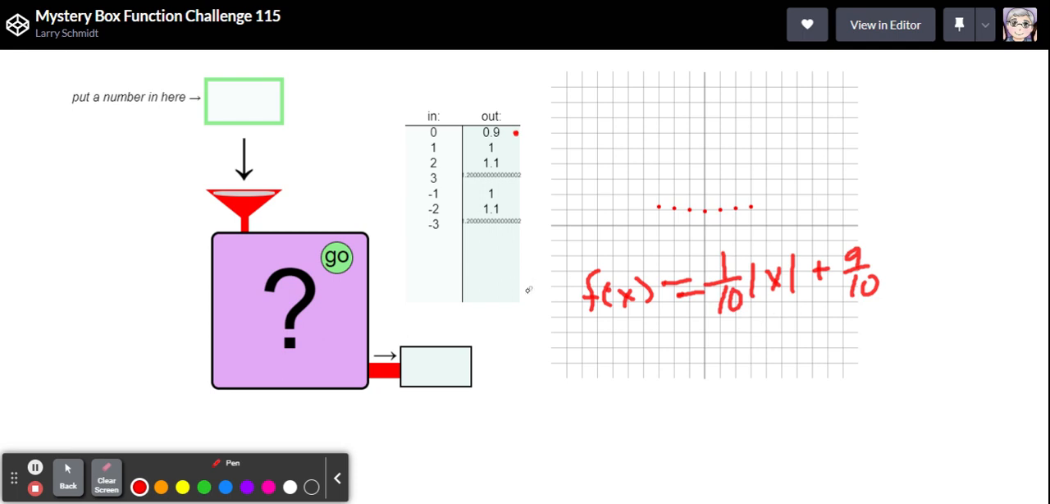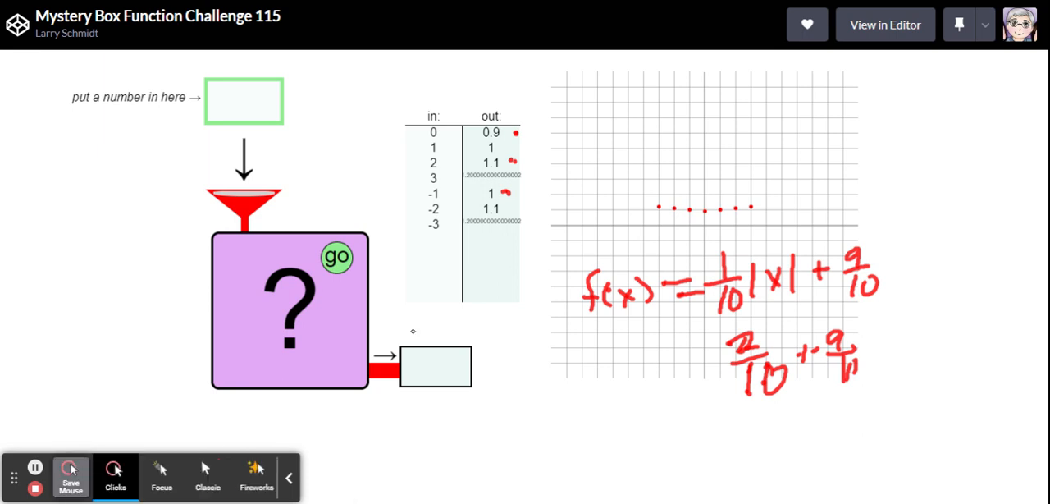Let's just put in a point or 2. So if I put in a 2, for example, I'd have 2 times 1/10. That would be 2/10 plus 9/10. And that would be 11/10 or 1 and 1/10. And that's exactly what we get. If I put in a -1, -1 absolute value would be +1 times 1/10 would be 1/10, and 1/10 plus 9/10 would be 1. So you put in a -1, you should get out a +1. And you can test some other points if you like, but I think we've got it.